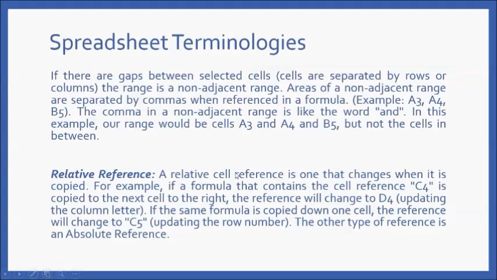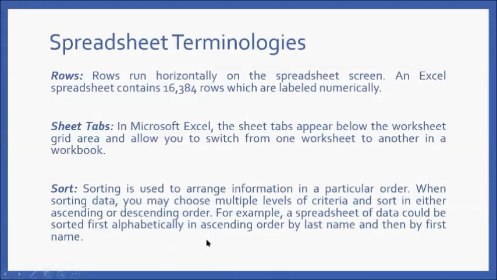Relative reference is one that changes when it is copied. For example, if a formula that contains the cell reference C4 is copied to the next cell to the right, the reference will change to D4, updating the column letter. So if the same formula is copied down one cell, the reference will change to C5, updating the row number. So the other type of reference is an absolute reference.